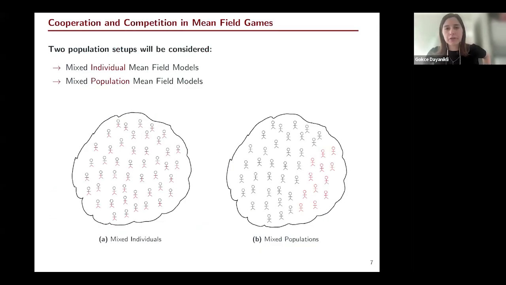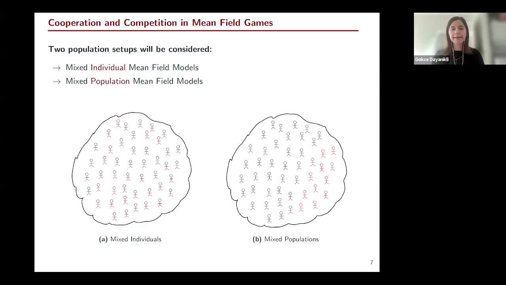So I'm going to consider two setups in this talk. The first one is going to be, as I said, mixed individual. This is the one where I'm going to assume that every agent has some altruistic tendencies as well as non-cooperative tendencies.